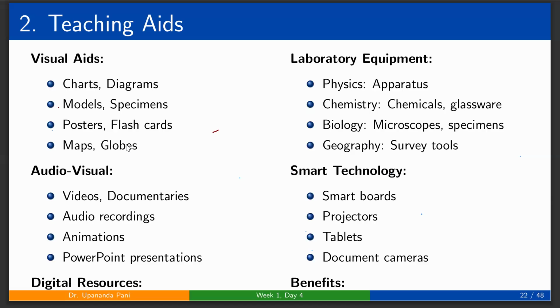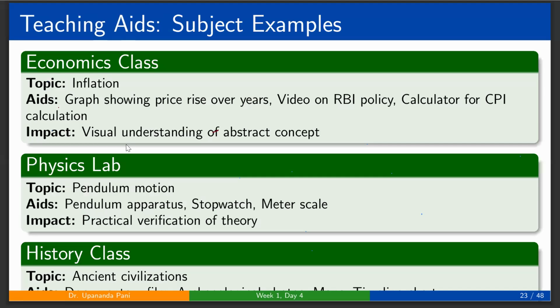Now audiovisual: videos, documentaries, you can show them, audio recordings, animations, PowerPoint presentations. So this one which we are having is audiovisual basically. Now for practical subjects, in physics we need apparatus, in chemistry we need chemicals and glassware, in biology we need microscopes and specimens, in geography we need survey tools, and smart technology, basically smart boards, projectors, tablets, and document cameras.